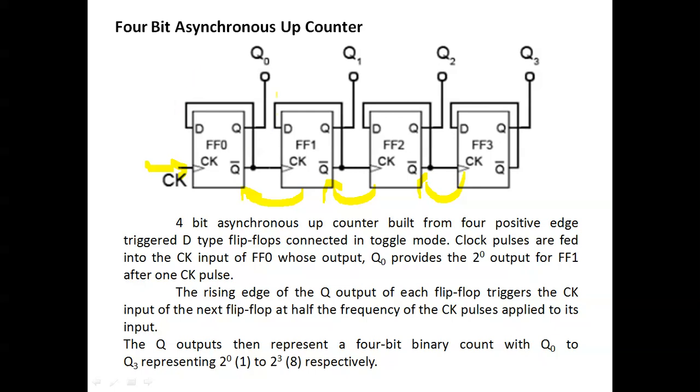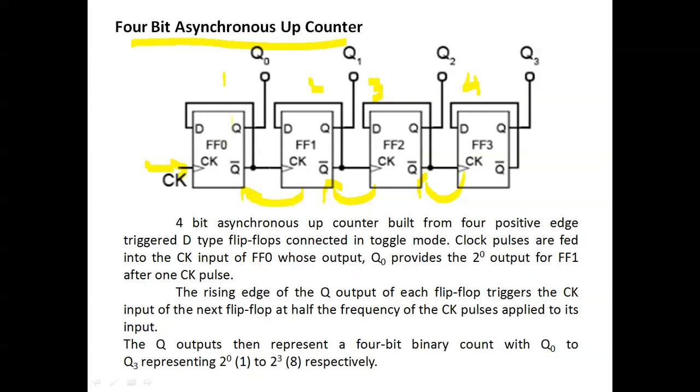Flip-flops 0, 1, 2, 3. Here you see a 4-bit asynchronous up counter. It is totally made of D flip-flops: flip-flop 1, flip-flop 2, flip-flop 3, and flip-flop 4. So four flip-flops are available, and all of them are D flip-flops.